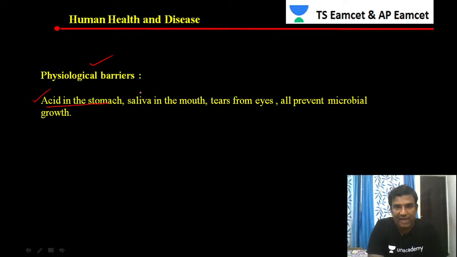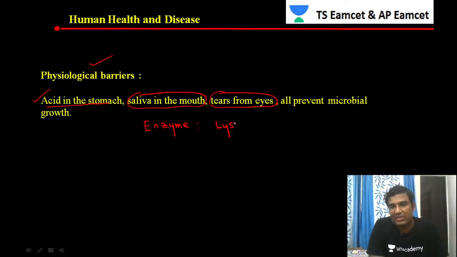Similarly, in the saliva of the mouth and tears of the eyes, there is an enzyme present. The name of that enzyme is called lysozyme. So lysozyme is the enzyme that is present in the saliva of the mouth and tears of the eyes.